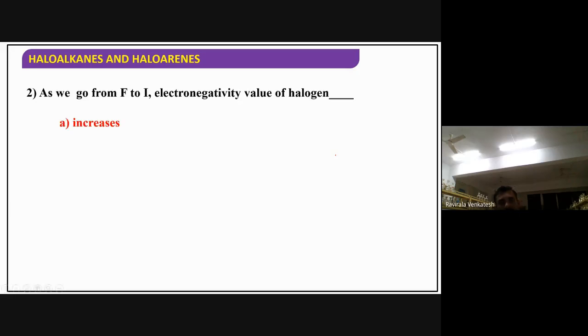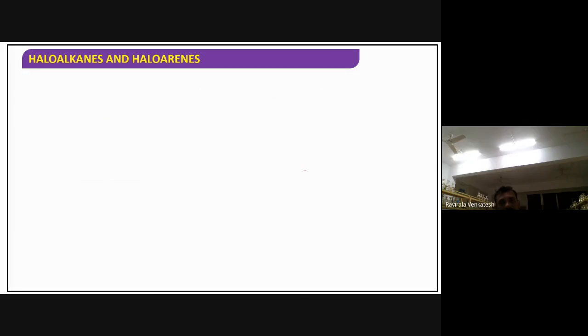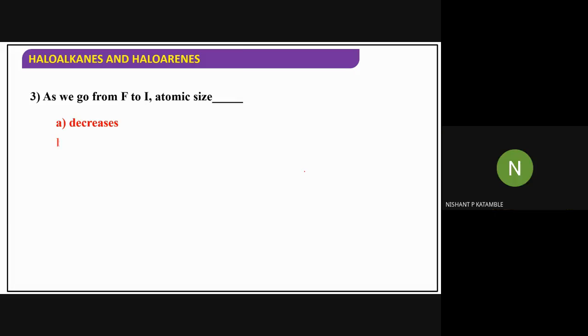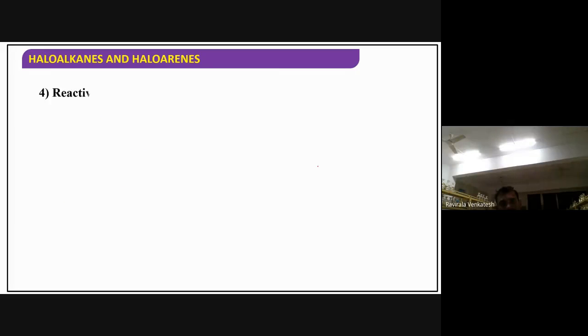As we go from fluorine to iodine, the electronegativity of the halogen decreases. Very good. Next, as we go from fluorine to iodine, atomic size increases. If you remember this one, you will easily remember bond length and everything else.